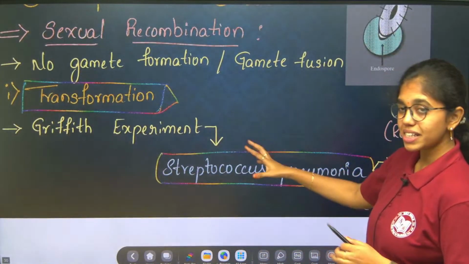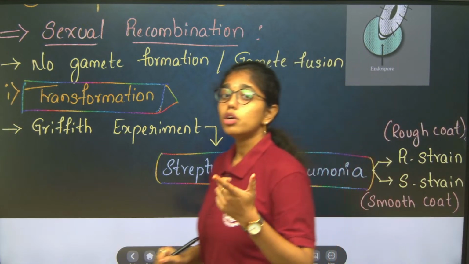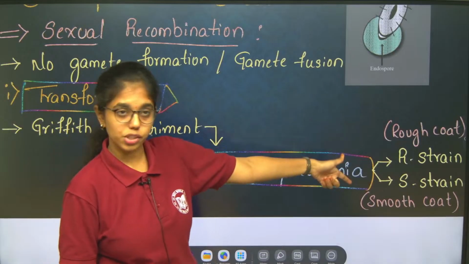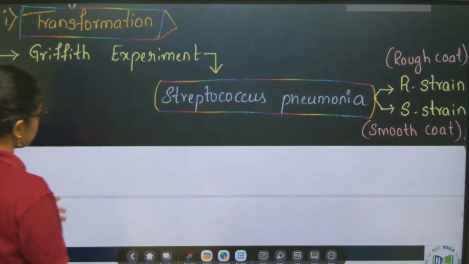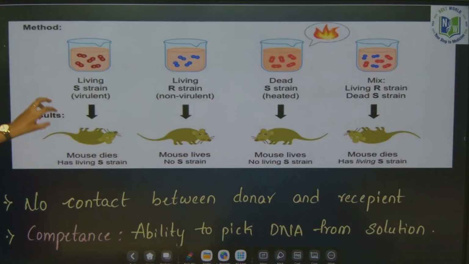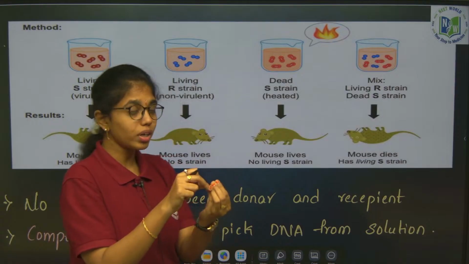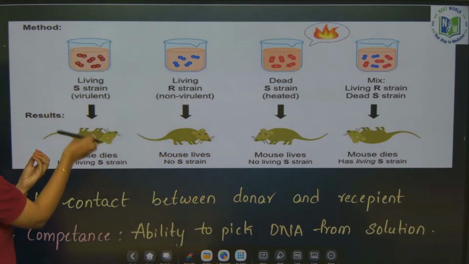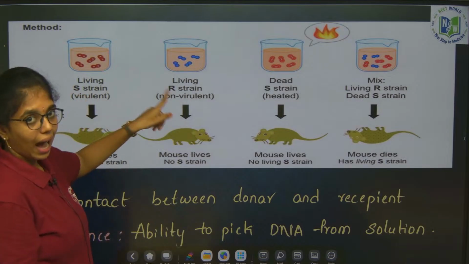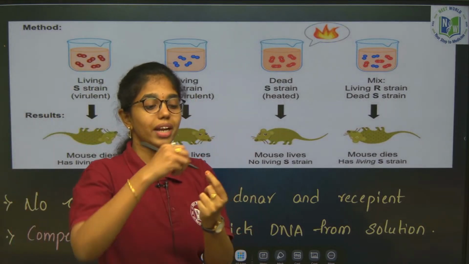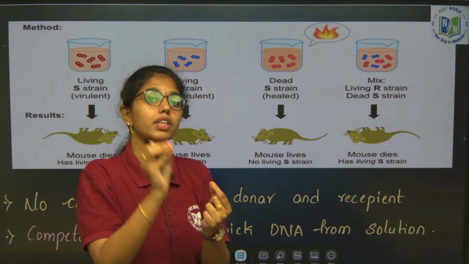Transformation is best explained through Griffith's experiment on Streptococcus pneumoniae, where two strains are taken, the R strain and the S strain. The R strain has a rough coat, and the S strain has a smooth coat over it. Remember that the S strain is virulent and the R strain is non-virulent, because the S strain has a smooth shiny coat around the bacteria, it can survive in the host cells.